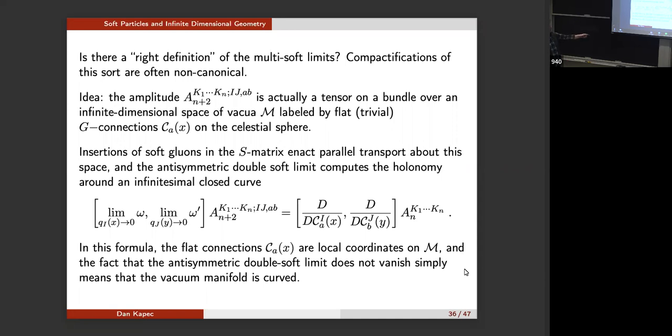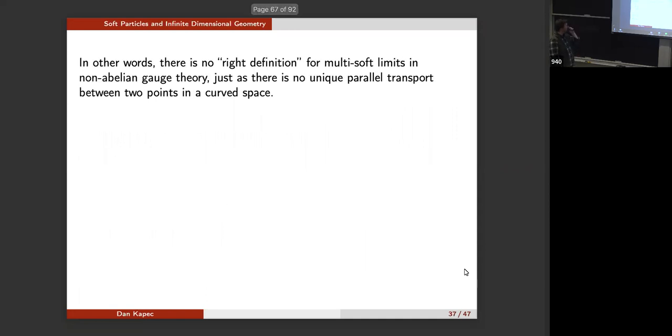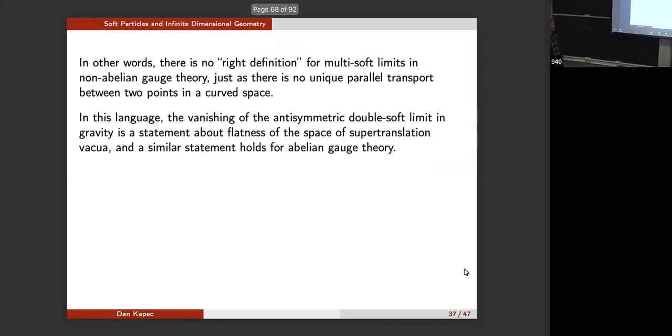And the fact that the right-hand side doesn't vanish just means that the vacuum manifold is curved in Yang-Mills theory. Okay? So in other words, there is no right definition for multi-soft limits in non-abelian gauge theory, just like there's no right definition for parallel transport in a curved space. The answer depends on the path that you take, and the antisymmetric double soft limit just quantifies that discrepancy.